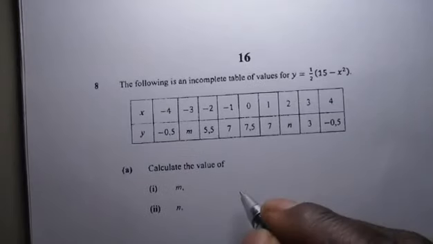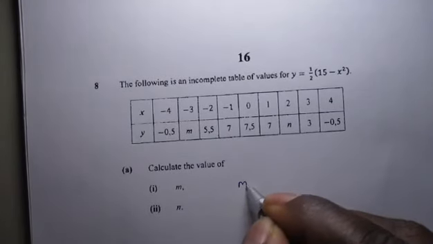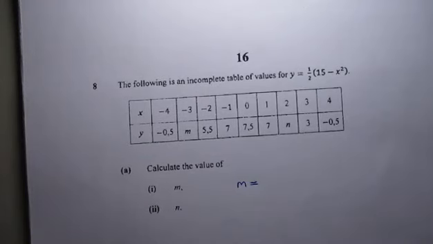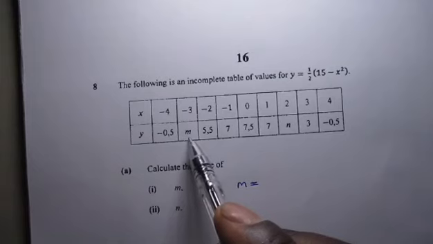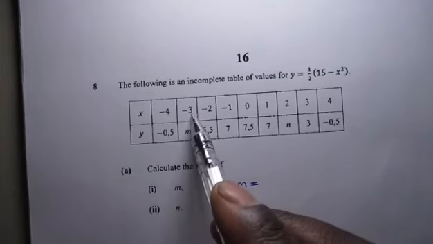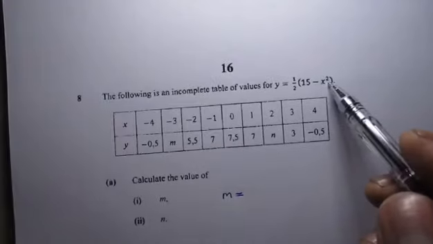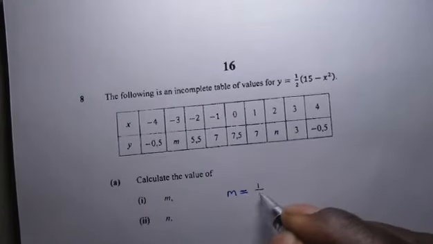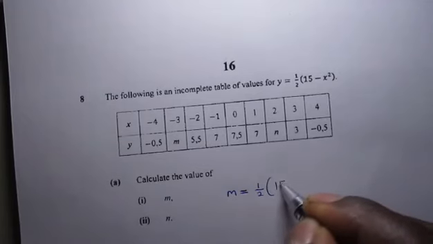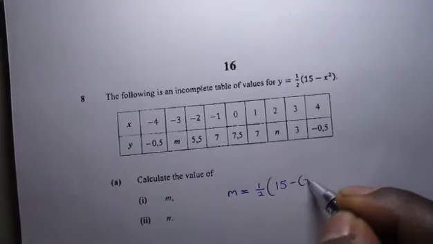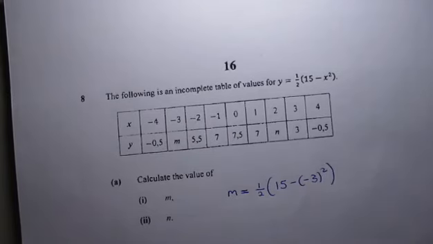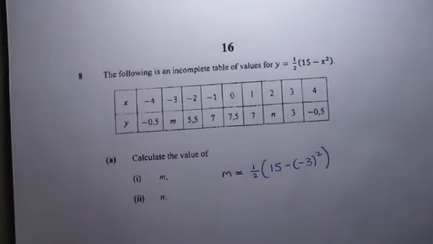So to find the value of m, it is very simple. You just need to check the value of x which is aligned to m, and this value of x is minus 3. So on your graph, you put minus 3 for x. So m equals 1 over 2, open bracket, 15 minus open bracket, then you put minus 3 on x, you raise by power 2, you close your bracket. So this can be punched once using your calculator.